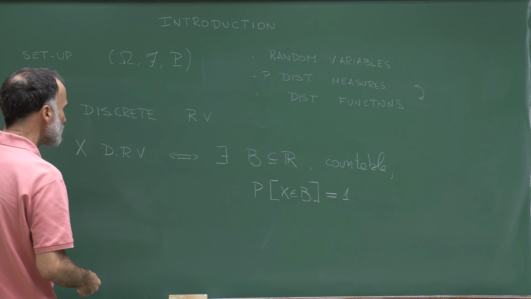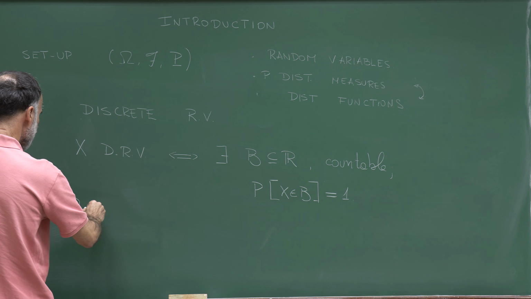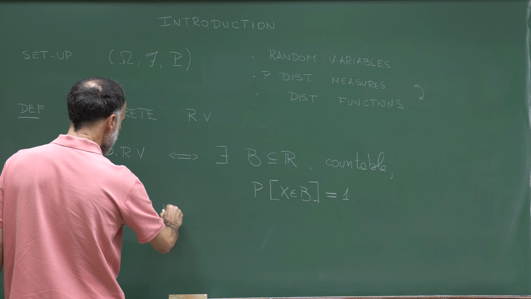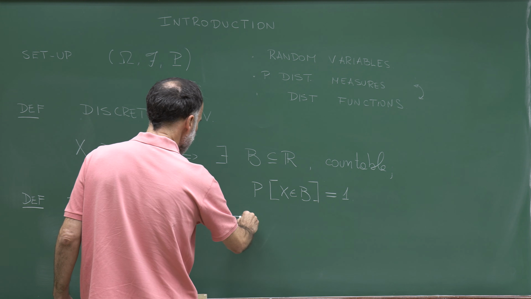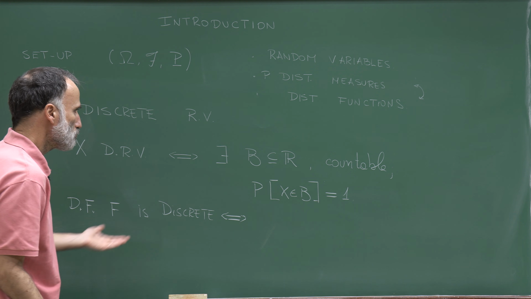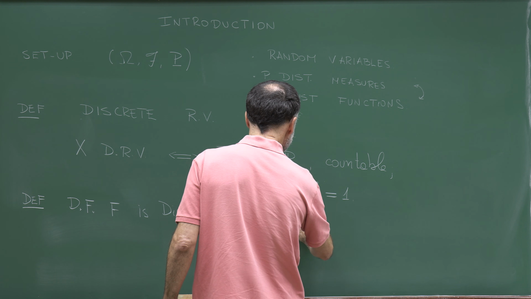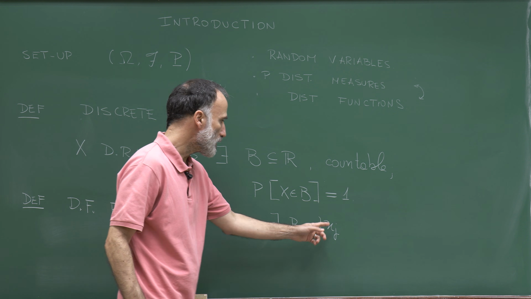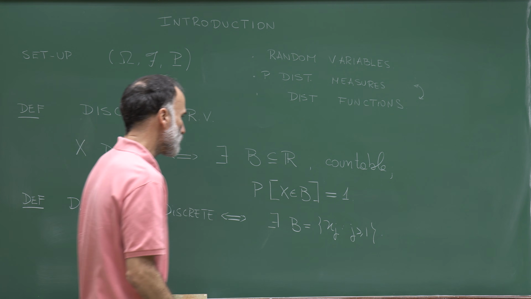And we can extend this definition to distribution functions. So I'll say that a distribution function F is discrete if and only if a similar property holds, so that there exists a countable set B. So let me write B as a set of x_j, j larger or equal than 1.